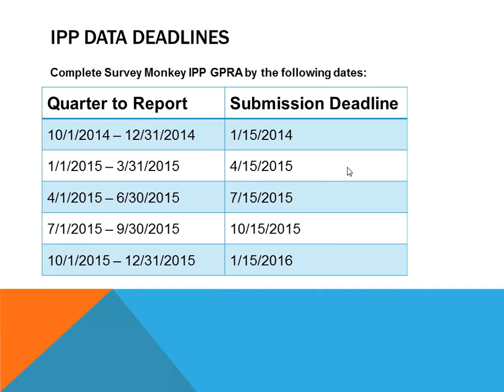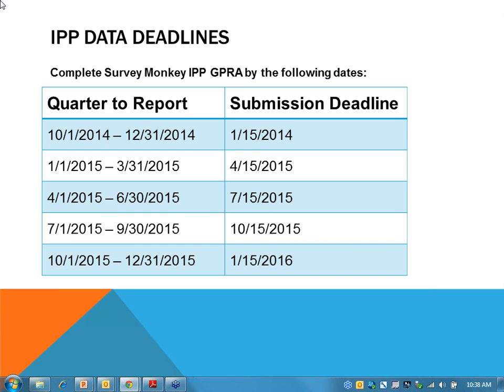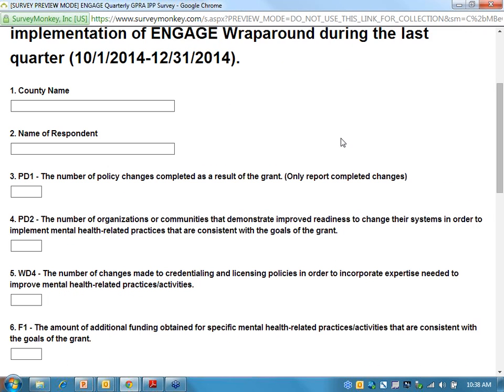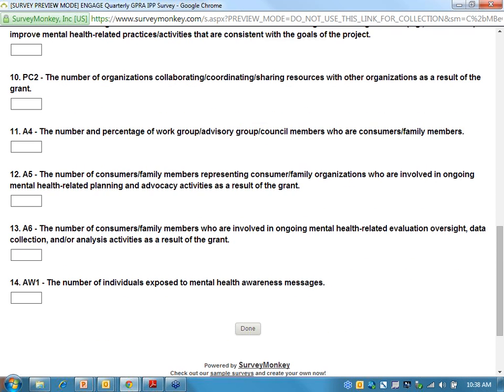And I'll show you the SurveyMonkey that we've built for that. Again, this is pretty basic. You put your county name and whoever within your county responded to this. This shouldn't take very long at all, and it's once a quarter. A lot of you may not even have some of the changes made. You may not have made any policy changes. You may not have entered into any MOUs or finance policy issues like that. So this is usually a pretty basic form to fill out.